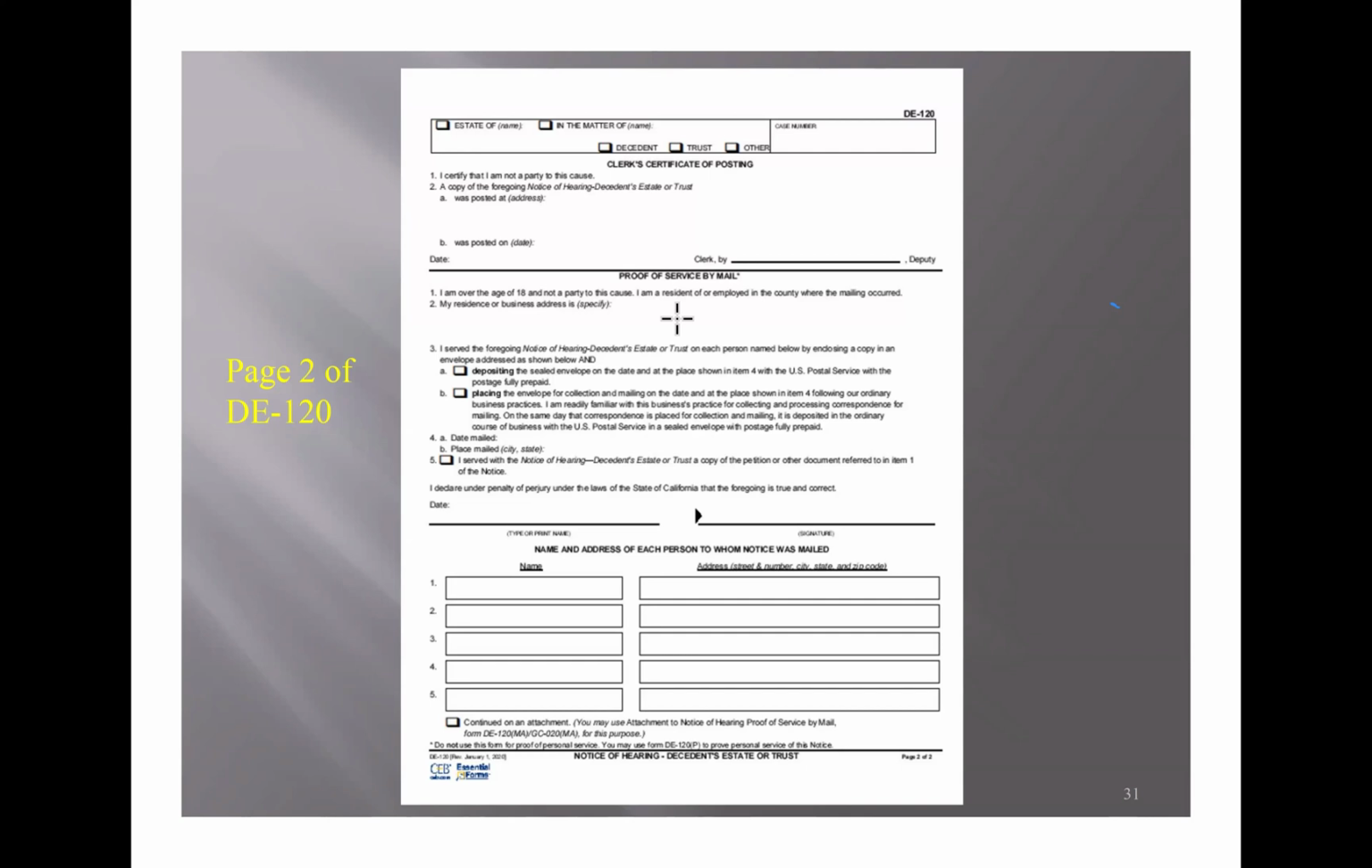But you won't want to mess around and wait. You will have a lot of time because hearing dates are usually set very far in advance. So as soon as the mailing's done, file that proof of service so that you don't forget.